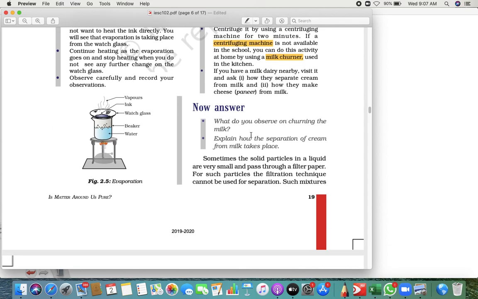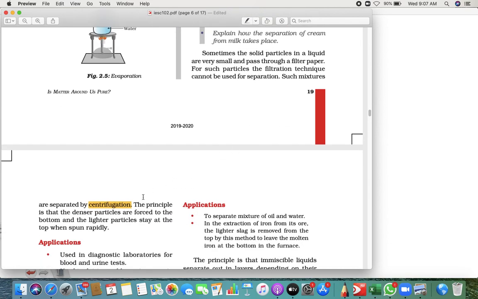Now exactly what happens is, you take a container, pour milk into it, then you close it very tight and you move it so fast. When you move it so fast, the denser particles are forced to the bottom and the lighter particles come to the top. So they simply remove the lighter particles and you get the cream. But for that, again, you require a centrifugation machine.